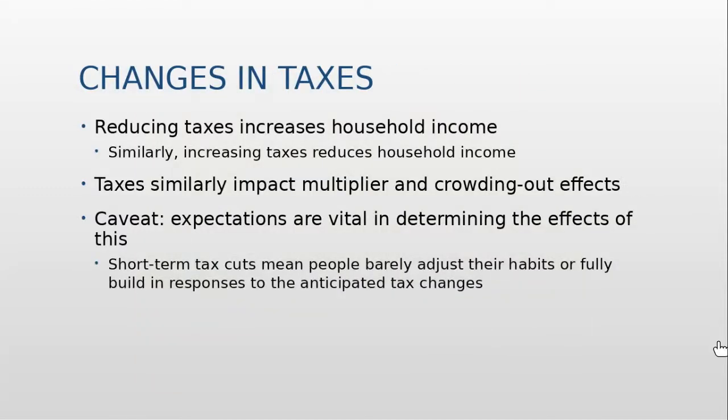Now, there's another aspect of fiscal policy. Government can change taxes. By reducing taxes, the government effectively increases household income. Similarly, increasing taxes reduces household income. And taxes similarly impact the multiplier and crowding out effects. So if taxes are higher, we would expect a lower spending multiplier because there's less income and there's less dollars to be created by the spending.